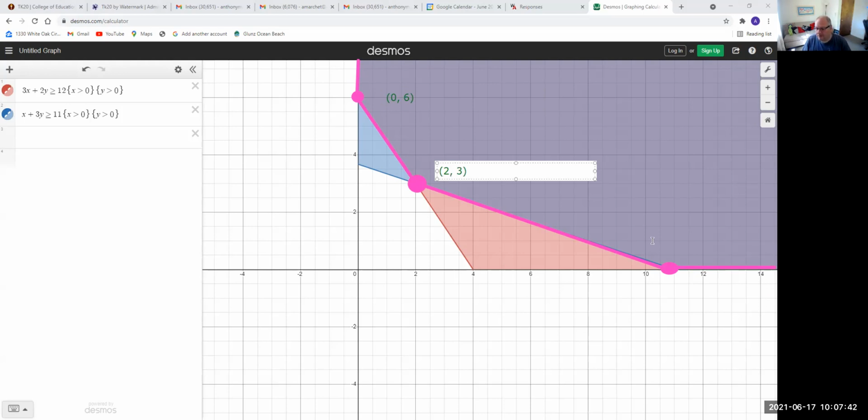And here we have 11, 0. So those 3 points are the points that we're going to test the constraint with. Now, we're asked to find out what is the minimum and what is the maximum.